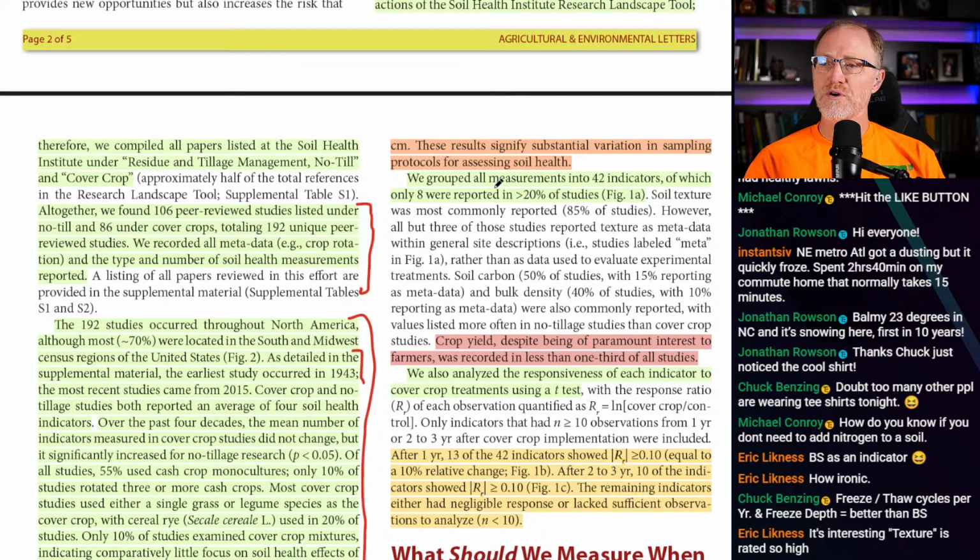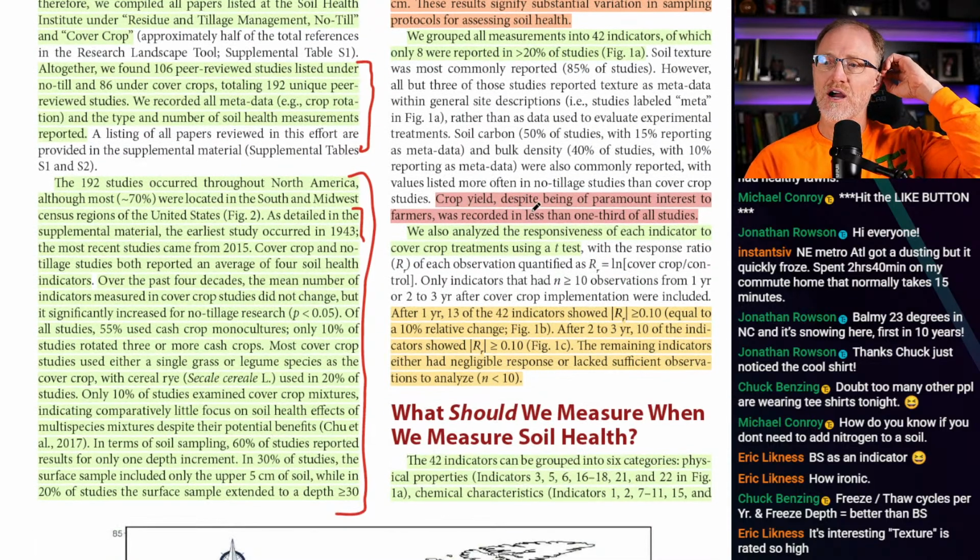And then they go on to say, we grouped all measurements into 42 indicators, of which only 8 were reported in more than 20% of the studies. Only 8 of the 42 were reported in 20% or more of the studies. Crop yield, despite being of paramount interest to farmers, so that'd be the equivalent of turfgrass quality, or turfgrass yield, I guess, was recorded in less than 1/3 of all studies. The one thing that matters, cattle growth, hog weight, whatever. I mean, something that matters to humans. The one thing that matters, only a third of the studies actually reported it.